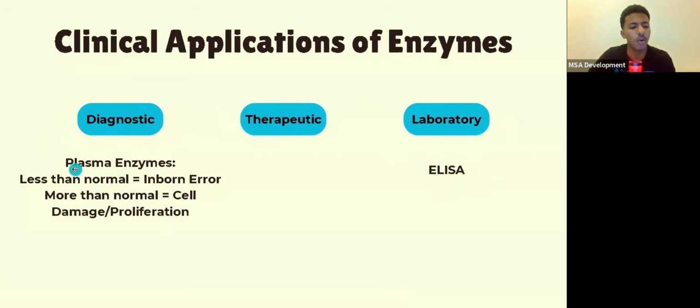And they focus on plasma enzymes. So they measure the plasma enzyme levels. If they're less than normal, then this is an inborn error of metabolism. It just means you cannot produce this enzyme. If the level of the plasma enzyme is more than normal, it could either mean there is cell damage, so the cells are damaged and they're leaking these enzymes into the blood, or there's cell proliferation. And we're going to focus on different examples of cell damage.